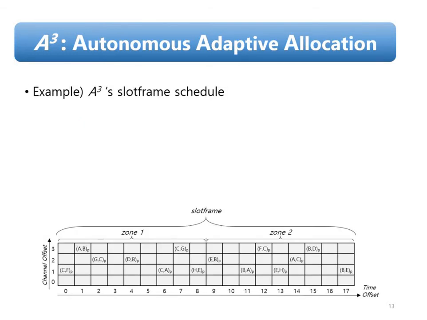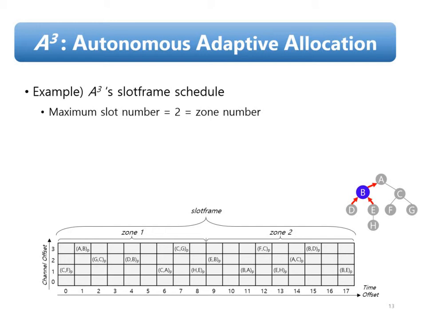To keep the autonomous feature, the sender and the receiver of the link cannot communicate, so we use a hash function to decide the location of the slot. In this example, we assume the RPL topology as described in the figure. There are 8 nodes and 3 links that need more slots due to high traffic loads. This example shows the zone selection mechanism and assumes the maximum number of slots allowed is 2, which becomes the number of zones in a slot frame. Then, we divide the slot frame into 2 zones as described in the figure.